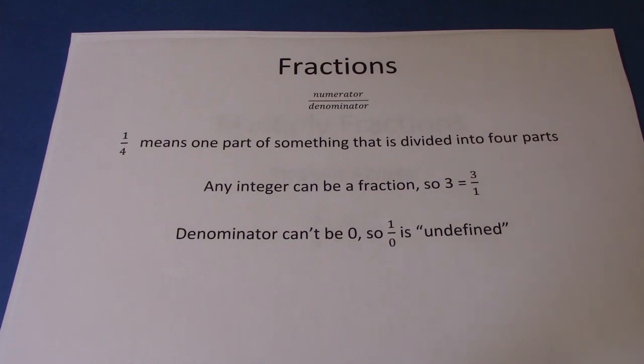Fractions are all about dividing things up into parts. The numerator is divided by the denominator. The numerator is the top. The denominator is the bottom. That's D, denominator for down.